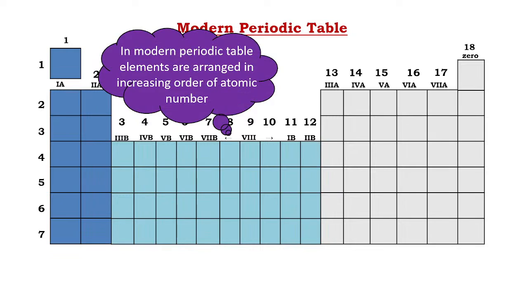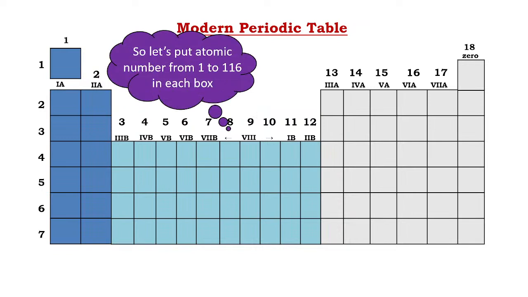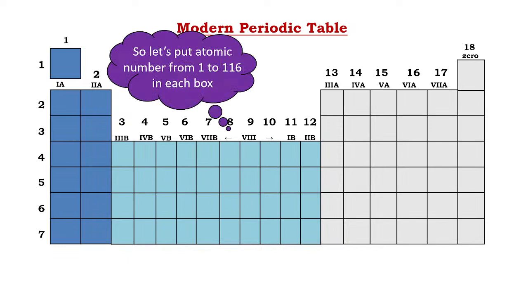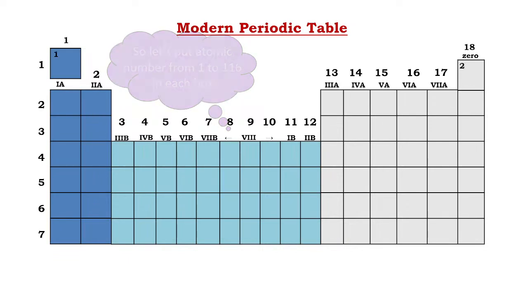So in the modern periodic table, elements are arranged in increasing order of atomic number. So let's put atomic numbers from 1 to 116 in each box. Ready? Okay. So what is the first element here? I'm putting 1 here, 2 here. Then 3, 4, 5, 6, 7, 8 till 10. Then 11 to 18. Okay, next.